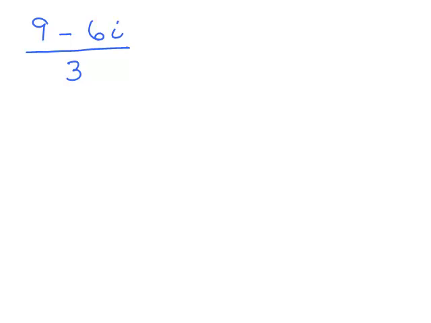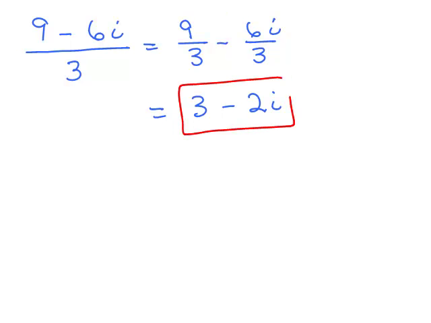Okay, let's do another one. Well, how would we do this problem? Notice in the denominator I do not have an imaginary number, but it's still not quite in a plus bi form. So for this problem, since there's just one term in the denominator, all we need to do is split up the numerator. 9 over 3 minus 6i over 3, which is 3 minus 2i. And there we have it in a plus bi form.